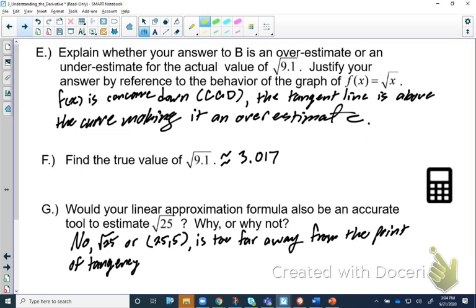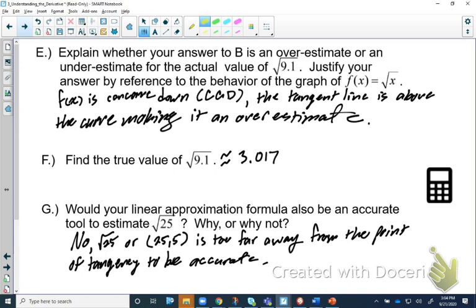From the point of tangency to be accurate. And I can't spell. Oop. Turn my pen back on, please. Be accurate. Or generally, we could say it's outside of the local neighborhood.